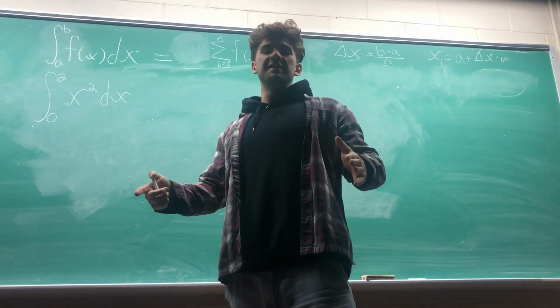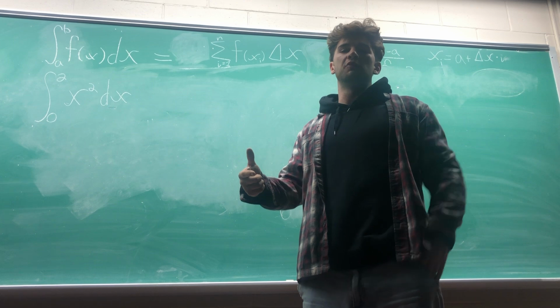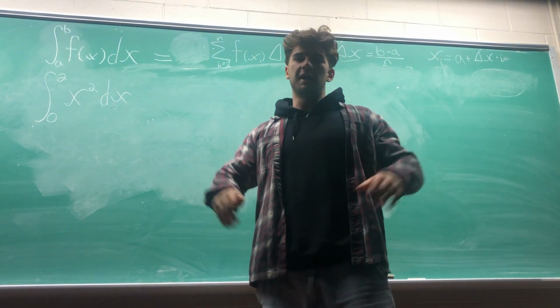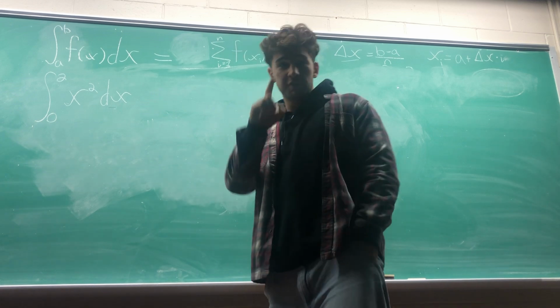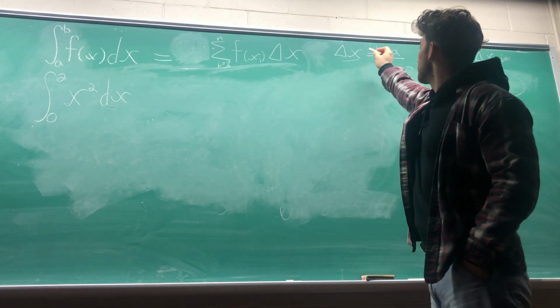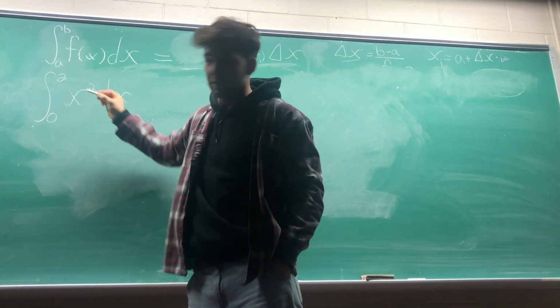This is a really easy example of evaluating an integral using the limit definition and Riemann sums, for those of you that are just trying to pass your test, okay? We're going to be doing just x squared. The first thing you need to do is figure out what delta x is, and that's going to be b subtract a, so it's going to be 2 subtract 0 over n, right?